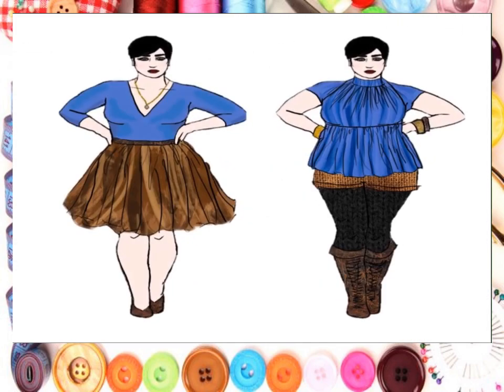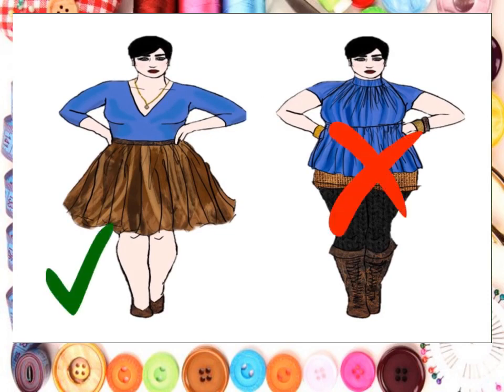Now, take a look at this picture. Which of these two pictures shows proportions? Yes, you are right. The picture on the left side best exemplifies the proportion because, unlike the other picture, the long skirt works well and looks good with long sleeves.